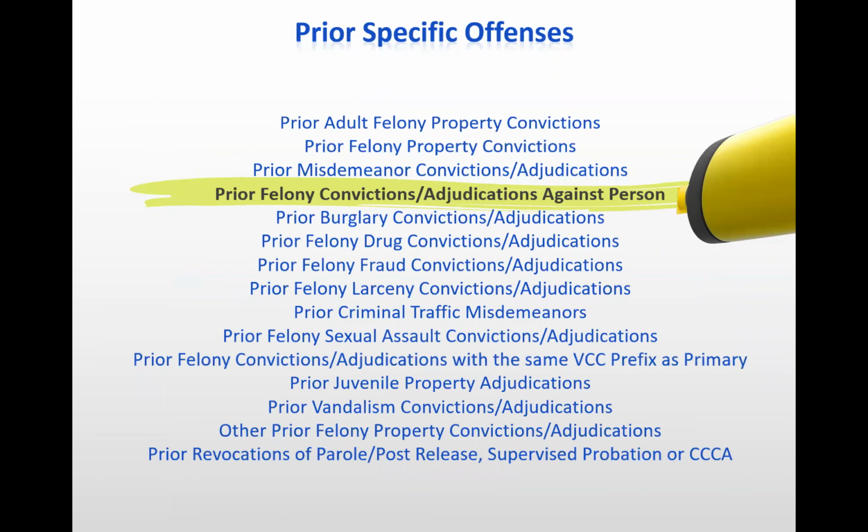Now, there are several different types of prior specific offenses. However, the prior specific offense that receives the most number of questions regarding the particular classification are prior felony convictions and adjudications against a person. So we're going to talk about this factor in just a moment.